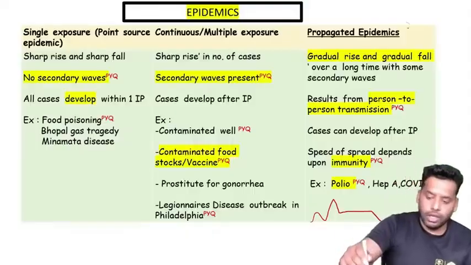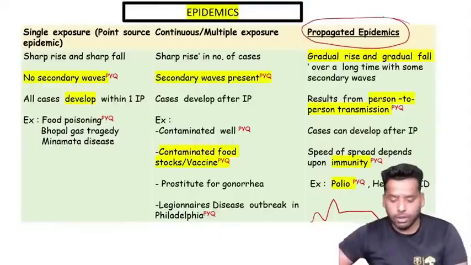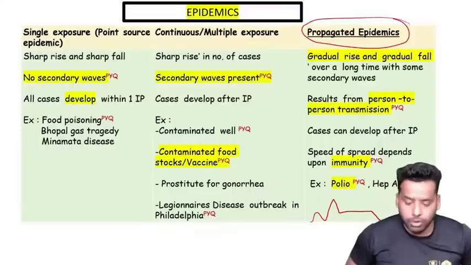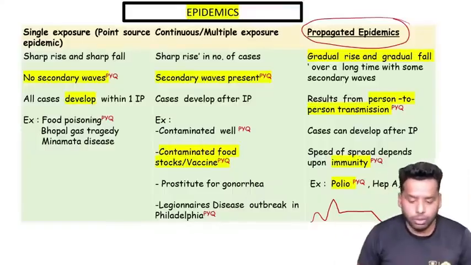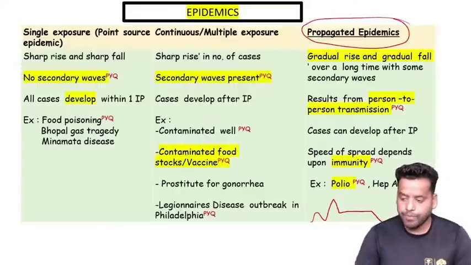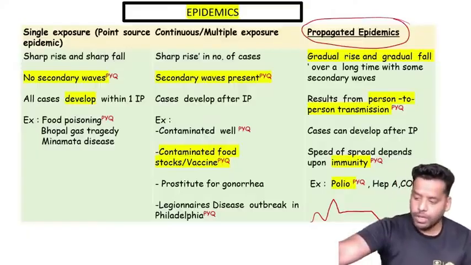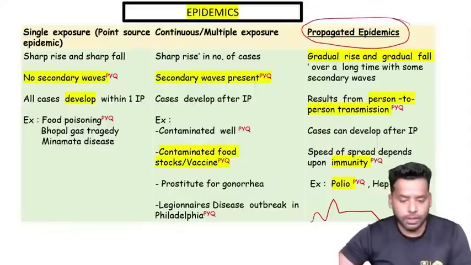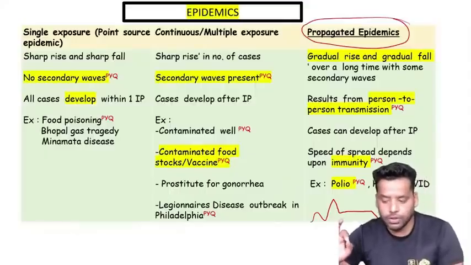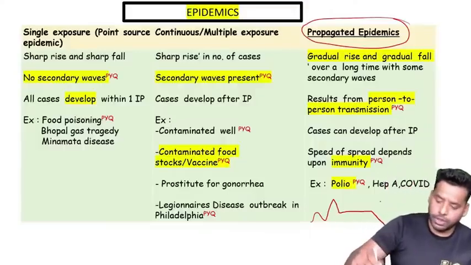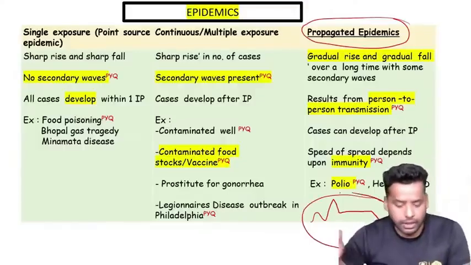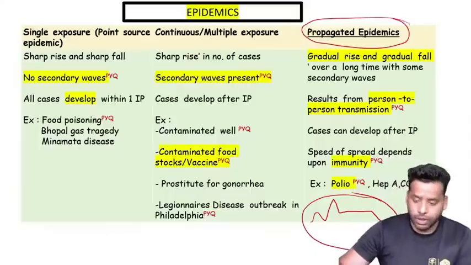Herd immunity will help in reducing the propagation. Tell me true or false. True statement. Yes, good. Herd immunity will help in reducing the propagation. Correct.